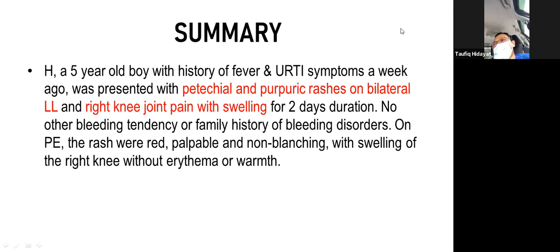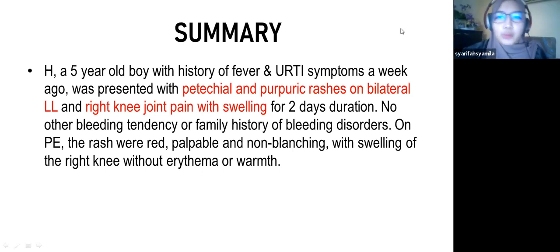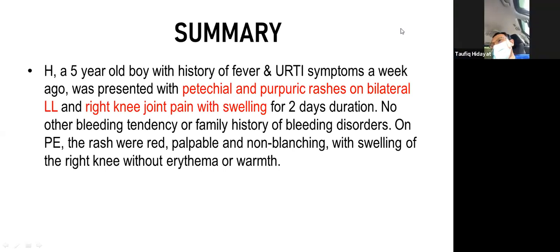But in this case, no abdominal pain. So we don't proceed. Or was it done? There was no abdominal pain, and it was not done. Alright. So that's why, by symptom first, and then usually by age.